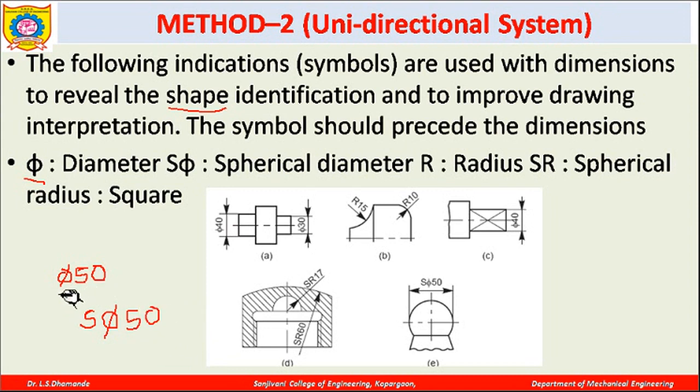Well, this is a cylindrical dimension, phi 50 means cylindrical dimension, S phi means it is spherical dimension, and R is for the radius. So whenever you are specifying the R, you can see here R15, R10, so that is radius. And if it is SR, it means it is spherical radius. So you can see here S phi 50, it is spherical dimension. Here SR70, so it is spherical radius. That is the difference, and this will give you a clearer idea about exactly what the shape of the particular component is.